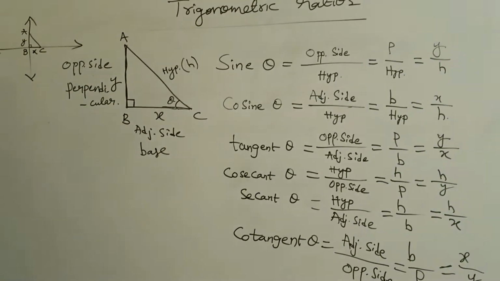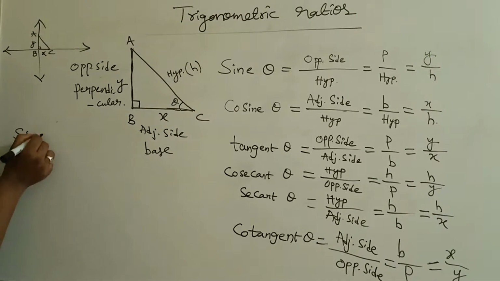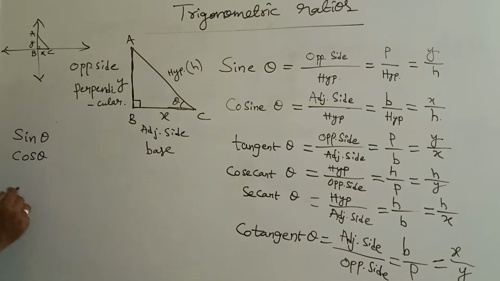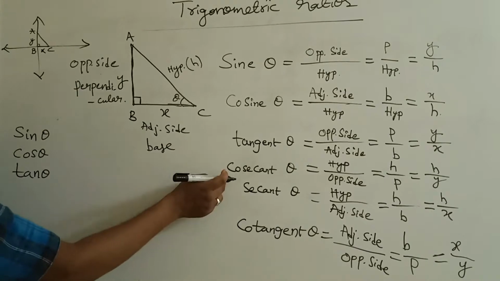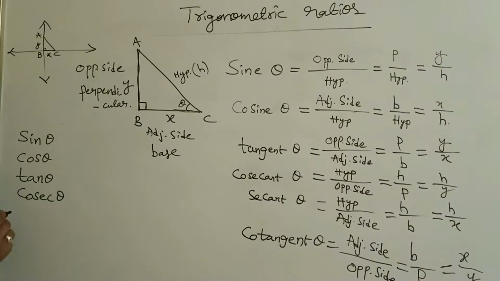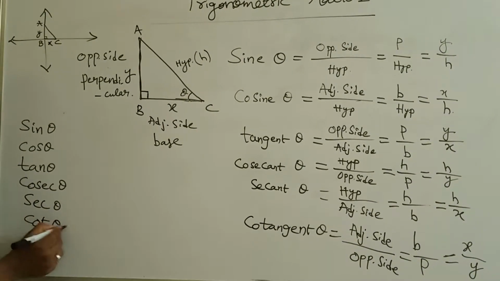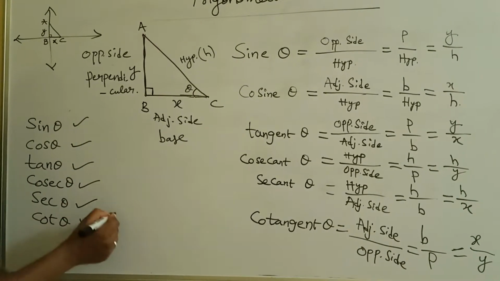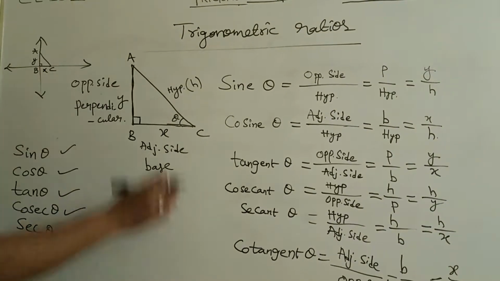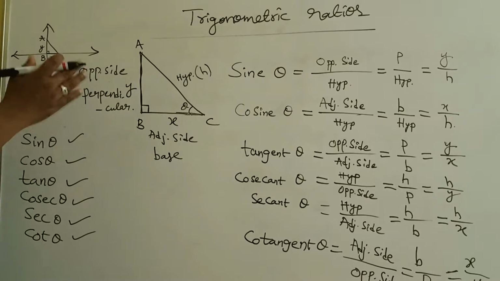Okay, so you have to remember this. When you are writing sine theta, we can write it as sin theta. Cosine theta, you can write cos theta. Tangent theta, you can write as tan theta. Cosecant theta, we can write as cosec theta. Secant theta, we can write as sec theta. Cotangent theta is cot theta. These are the basic ratios you should remember. Before going to this chapter, students, these are very important points. Then only we are going to solve some problems of trigonometric ratios.